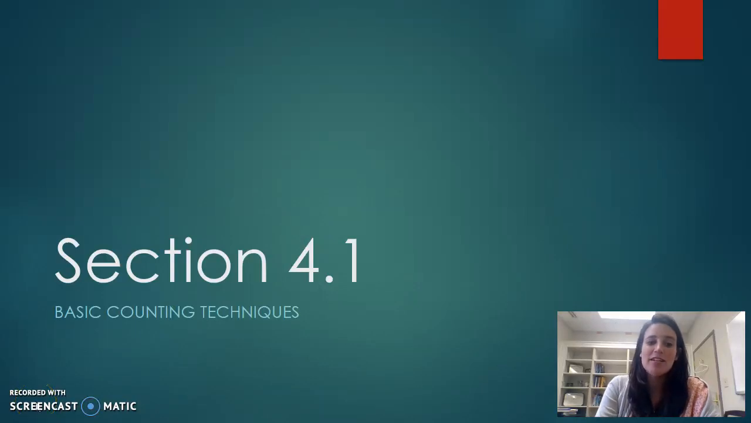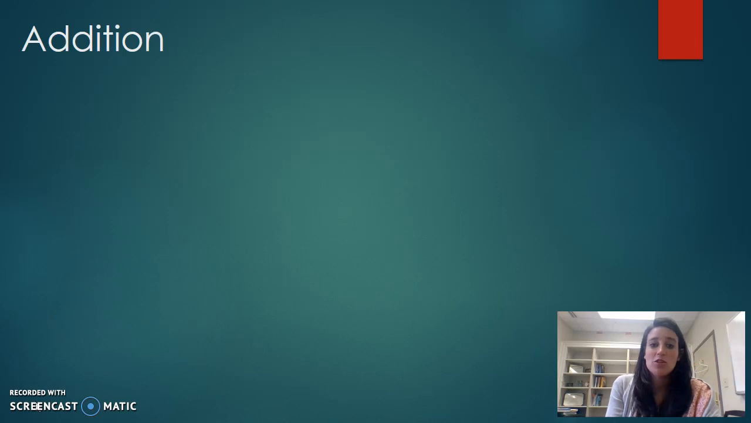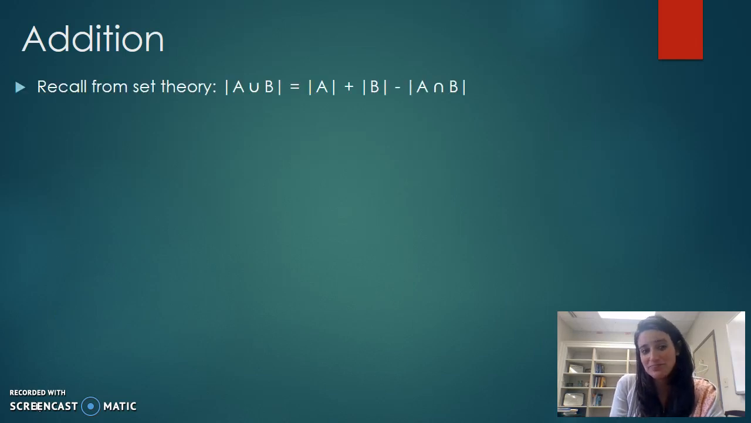Section 4.1 is about basic counting techniques. So we'll start with addition. Recall from set theory that the order of A union B is equal to the order of A plus the order of B minus the order of the intersection between A and B.